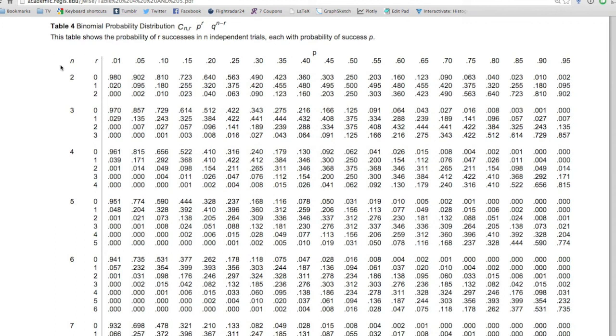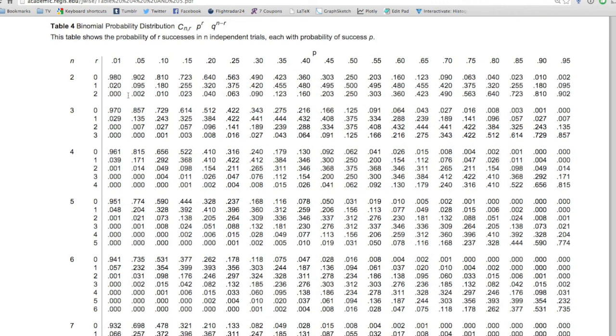So the table is broken down into blocks. The blocks are defined by the number of trials. Alright, so 2 trials, 3 trials, 4 trials, 5 trials, and so on. The probability of success and representative examples are right here. Alright, so keep in mind problems have to fit into those particular probabilities. And then the number of successes along here.